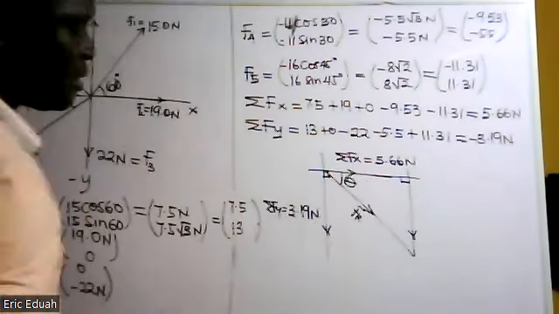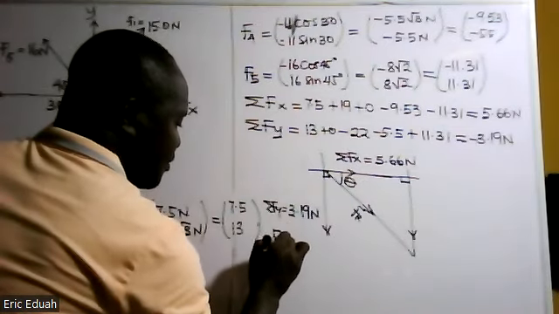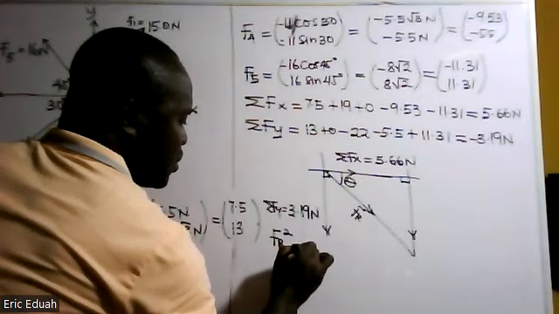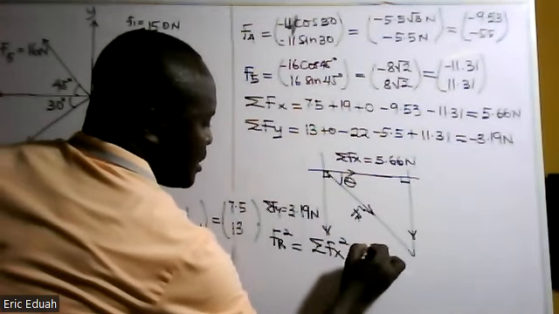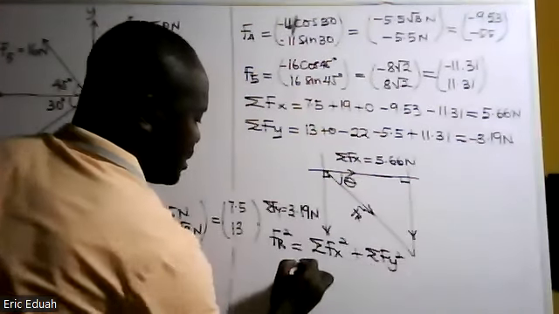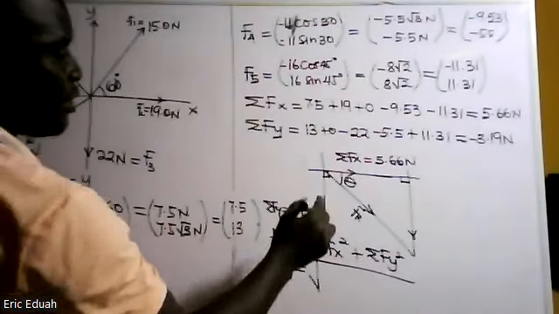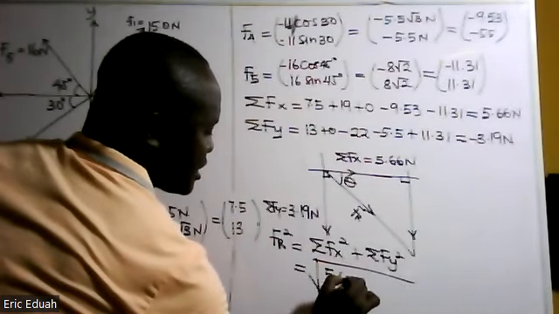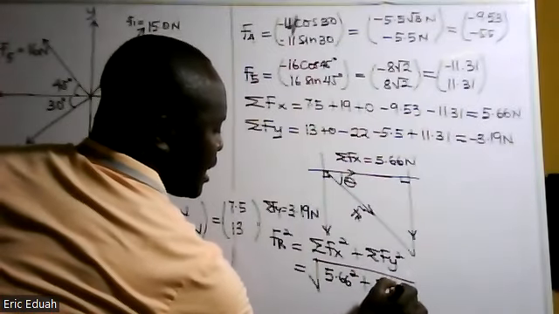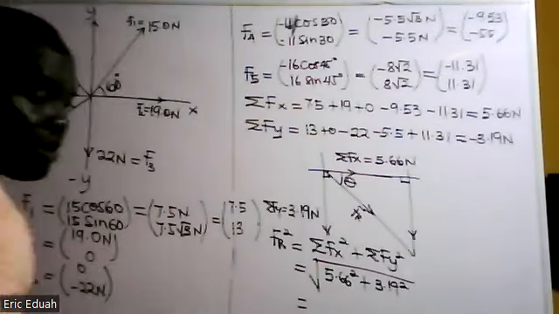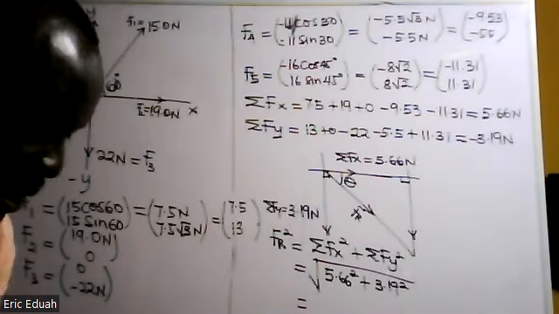Theta becomes the direction of the resultant. Therefore, F r squared is equal to summation of fx squared plus summation of fy squared. So this is the square root of 5.66 squared plus 3.19 squared. Put them together for me. I'm also marking you closely with my calculator.